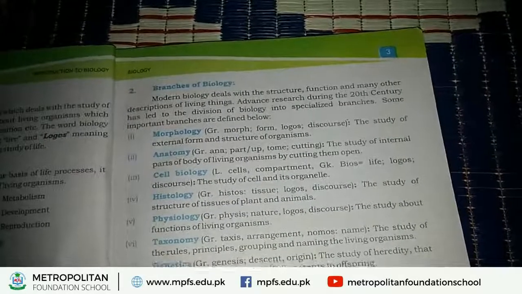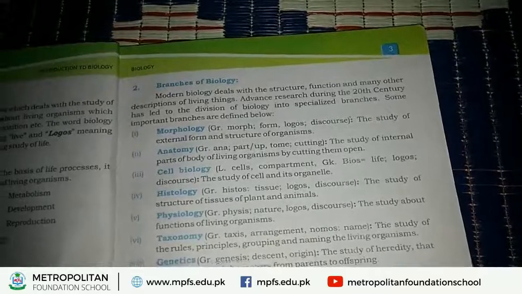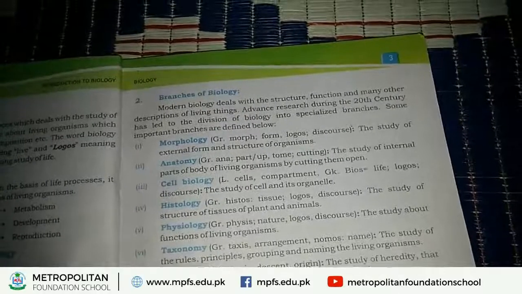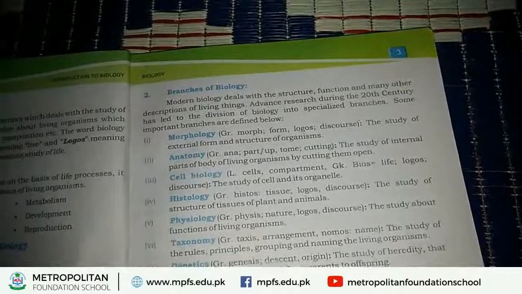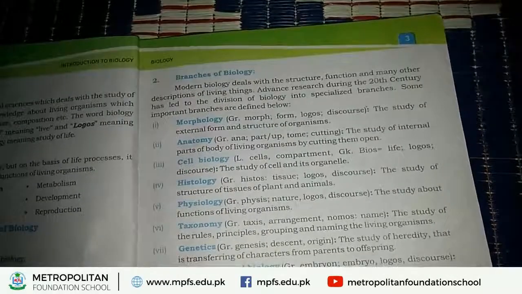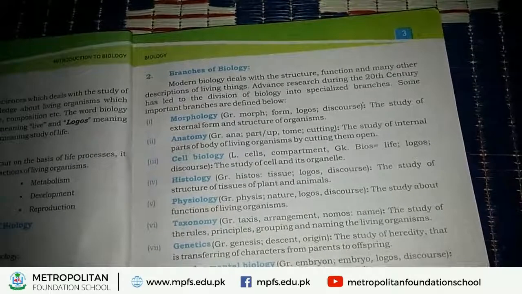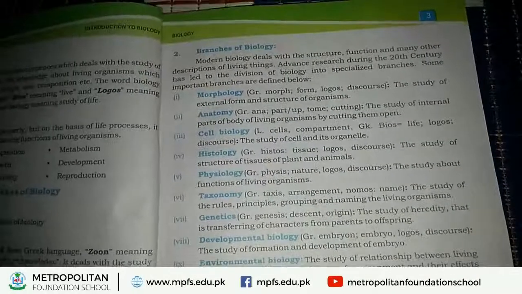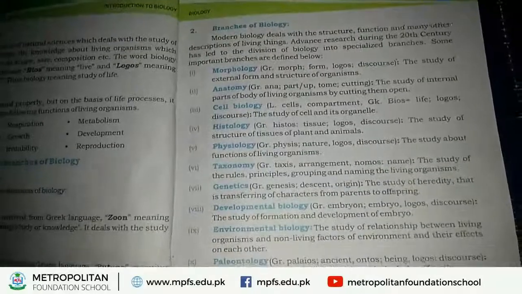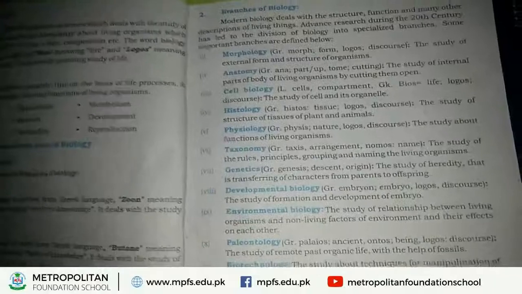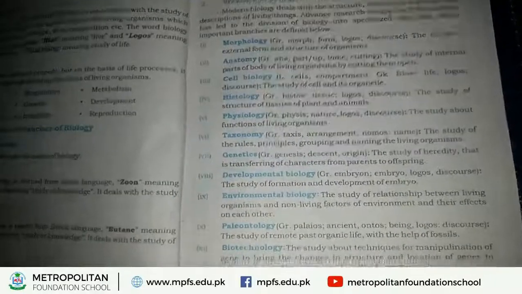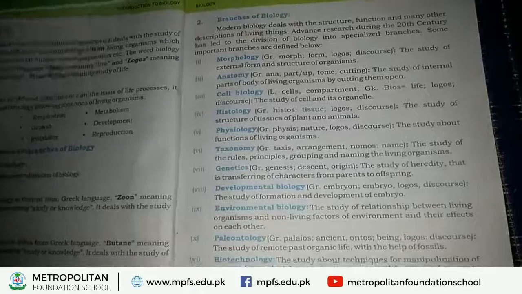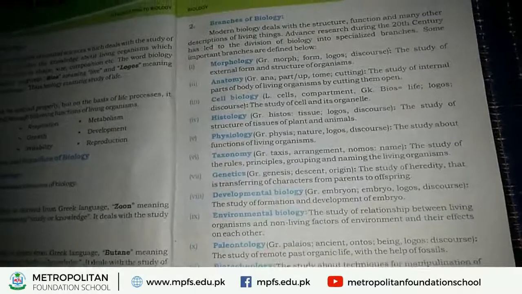Number 1, morphology. Number 2, anatomy. Number 3, cell biology. And next, histology, physiology, taxonomy, genetics, developmental biology, environmental biology, and paleontology, biotechnology, sociobiology, and parasitology. Now we discuss all these branches one by one in detail.